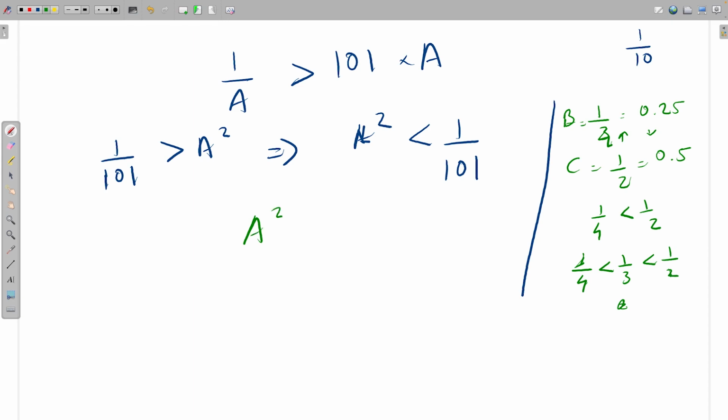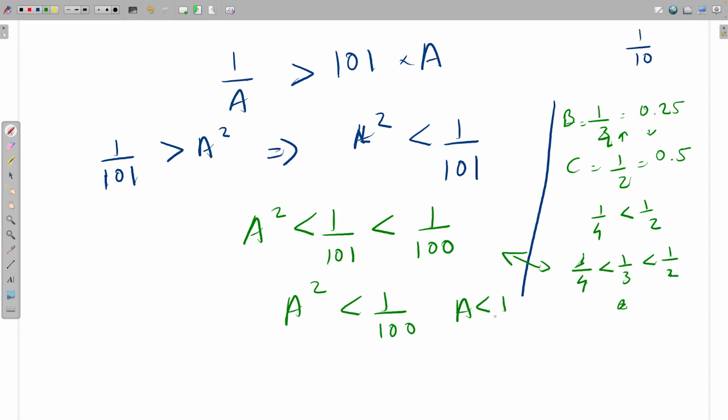So we have a square is less than 1 by 101. Using this particular concept, we can write a square will always be less than 1 by 100. There we have it. So in short, a square is less than 1 by 100, so a will be less than 1 by 10. Hence, to answer the final question, whether the product of the series is going to be less than 1 by 10, the answer is yes, or true.